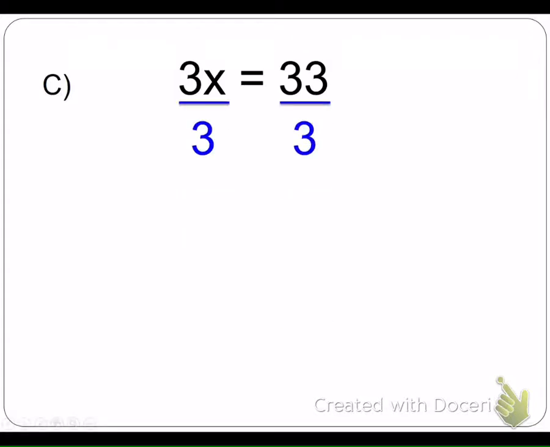So we're just going to use the fraction to show division. And then 3 over 3, that equals 1x, or just x. And then on the right-hand side, 33 over 3 equals 11. Box her in, you're good to go.